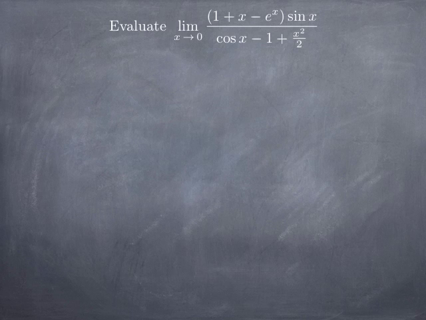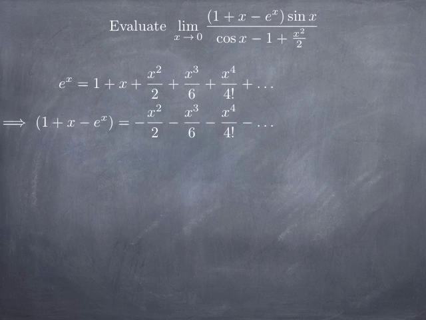An alternative here is to use our knowledge of power series. At the top we have this one factor that is 1 plus x minus e to the x, and because we know the power series representation for e to the x, that is valid for all x, it's 1 plus x plus x squared over 2 plus x cubed over 3 factorial plus x to the 4th over 4 factorial and so on. This 1 plus x minus e to the x can be represented by the power series negative x squared over 2 minus x cubed over 6 minus x to the 4th over 4 factorial and so on. On the other hand, sine x has a power series representation that starts with x minus x cubed over 6 plus x to the 5th over 5 factorial and so on.